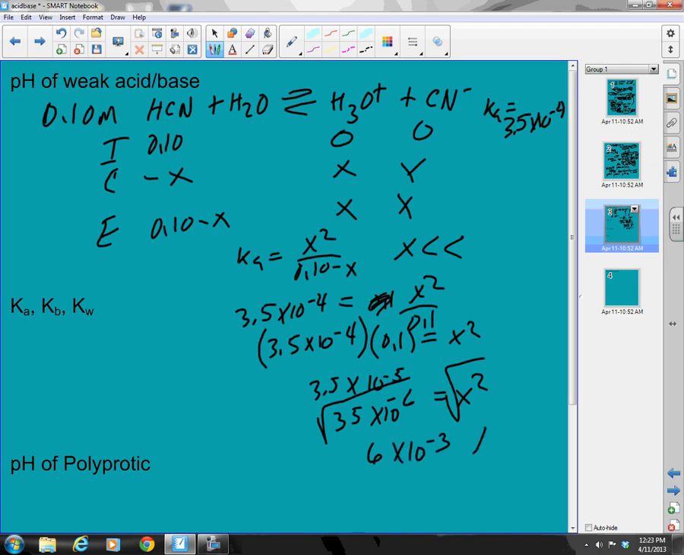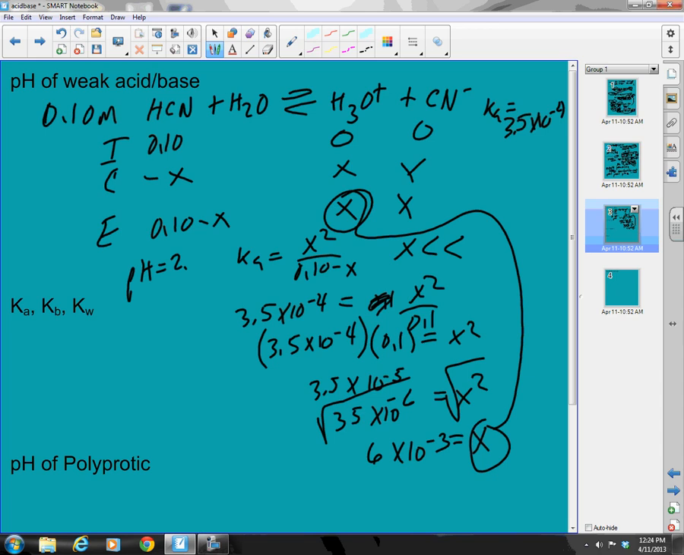It is my x. And then I take the negative log of that, and it's between 3 and 2. So it's going to be 2.7 is my wild guess. I'm going to see if I'm right. 3.5 times 10 to the minus 4th times 0.1, square root, negative log: 2.2. The real pH is 2.2.